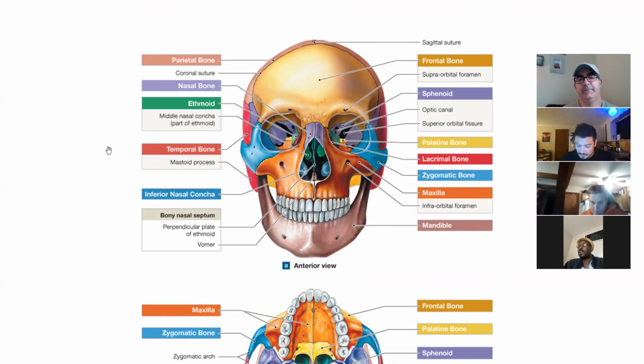I was going to ask, what is this mental foramen for? That's a good question. We probably don't need to know it, but I see it on the diagram. Yep, that's a good point. So the mental foramen goes through your mandible. Anytime you see foramen, it's a hole. It goes through your mandible, and it allows for the passage of a nerve.